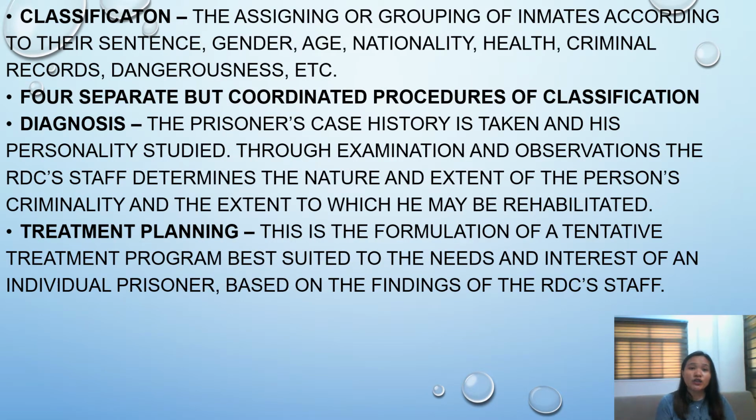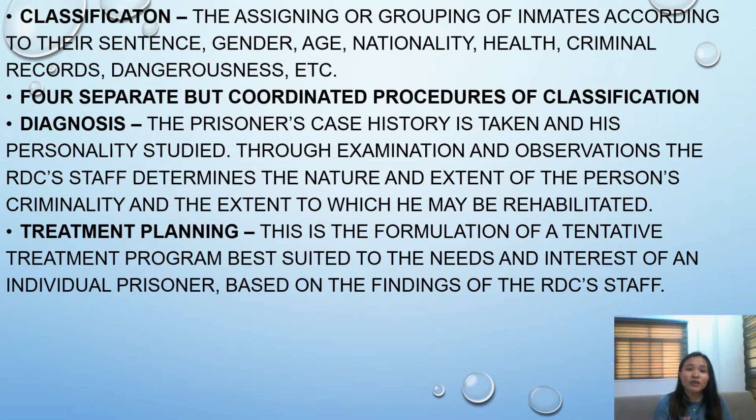Next, classification. The assigning or grouping of inmates according to their sentence, gender, age, nationality, health, criminal records, and dangerousness, and so on. So, that is how they do classification. They classify an inmate based on their sentence, the penalty, gender, age, nationality, their health condition, criminal records, and also how dangerous the person is. That is what they base on to classify an inmate.